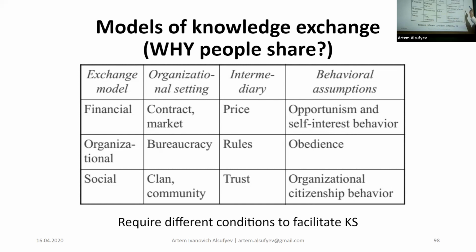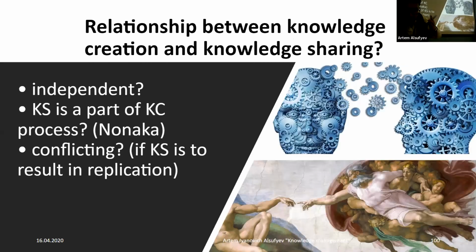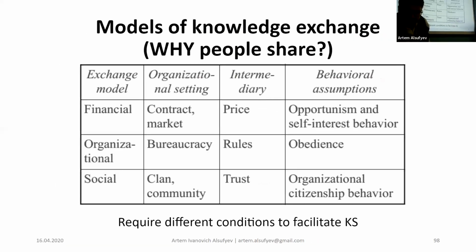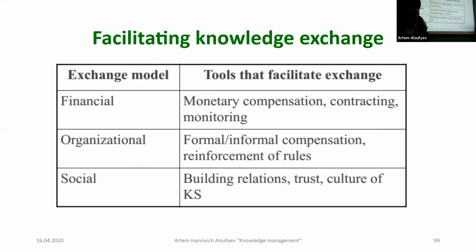This is how you also impact employees. And behavior assumptions here, opportunism, self-interested behavior. That's why we pay obedience and organizational citizenship behavior over here. So you could use a mixture of these three, right? In order to manage people's behavior, not only with regard to knowledge sharing, but in general, okay? And there are different instruments for how you're going to do that. Monetary contracting, monitoring for these monetary benefits, compensation, informal, formal reinforcement of rules, building relationships, trust, and culture of knowledge sharing.